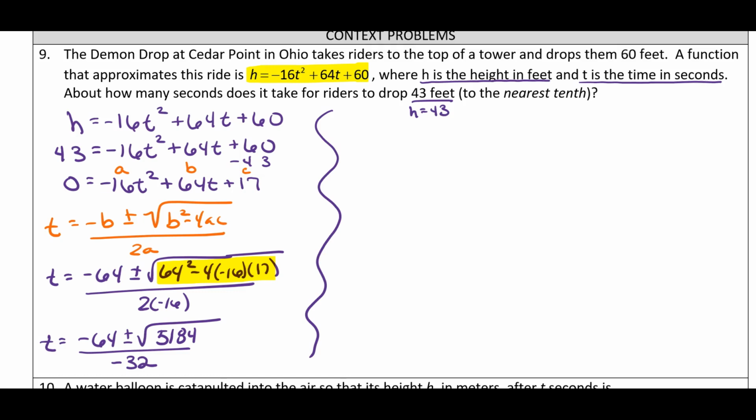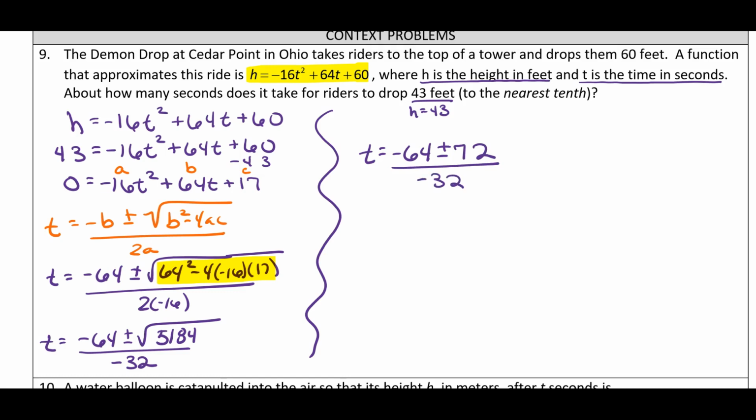So the first thing I'm going to check is, is the square root of 5,184 a perfect square? So when I take the square root of 5,184, it is. So that's super exciting because that means my problem may not be too difficult. So negative 64 plus or minus the square root of 5,184, which is 72, all divided by negative 32.